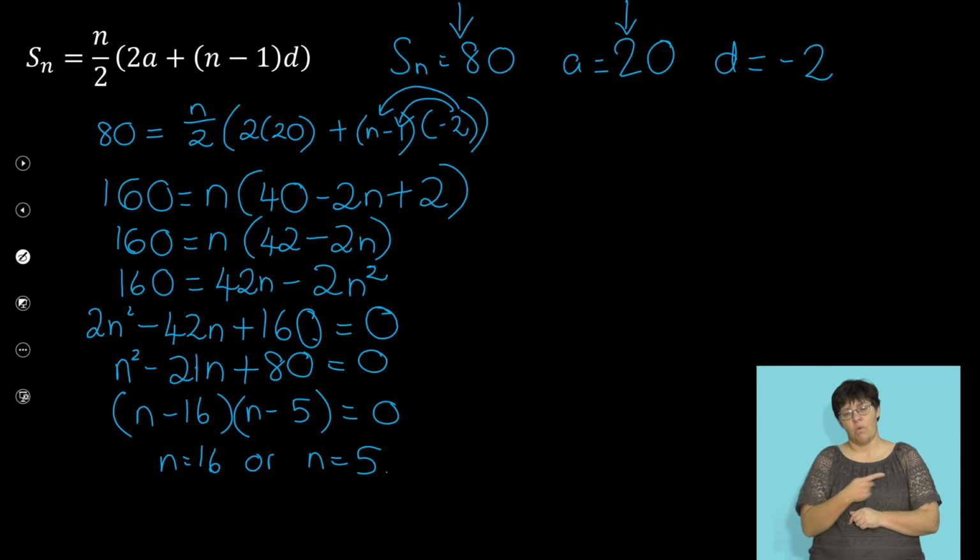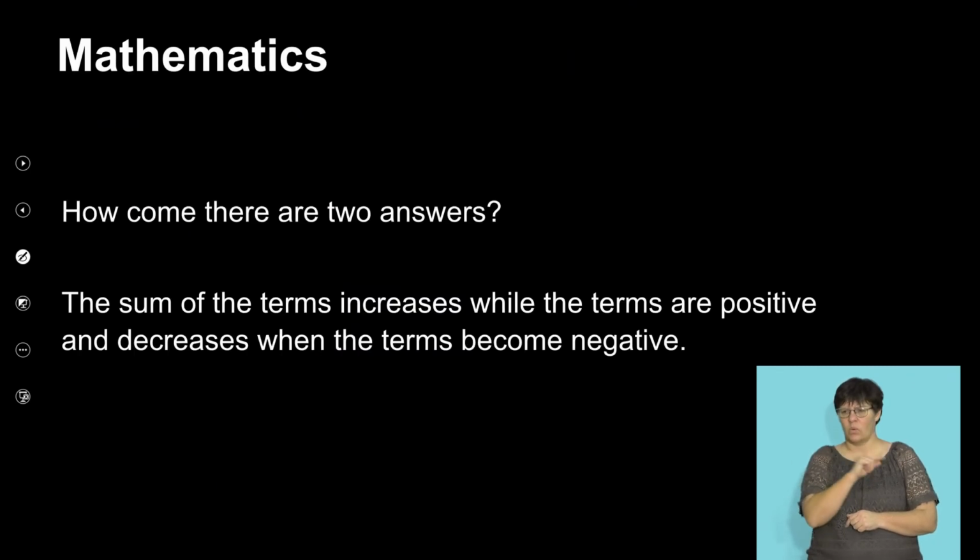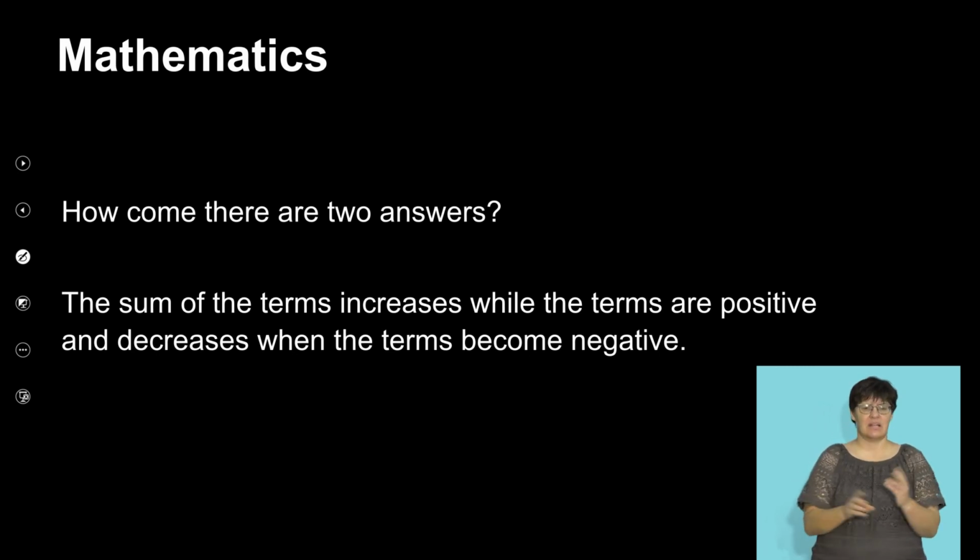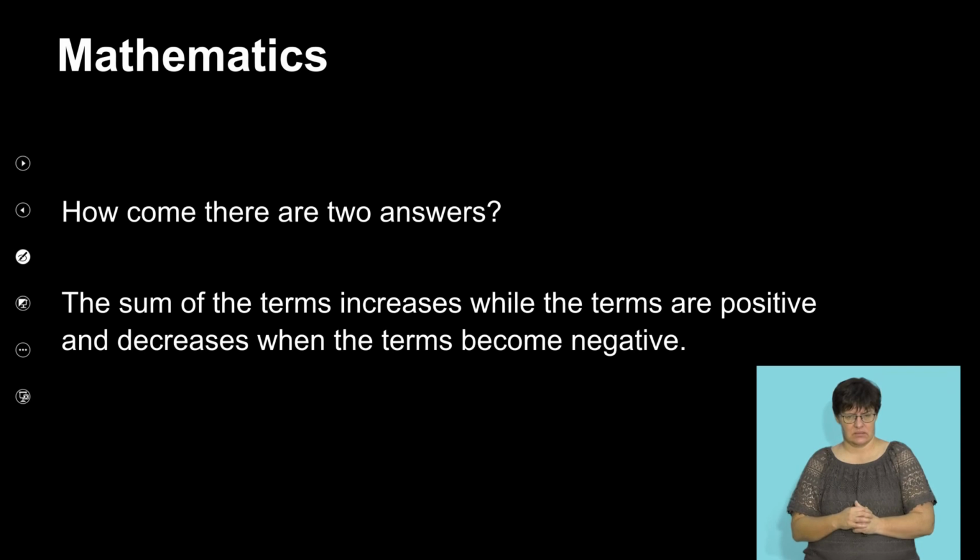Now guys, I'm sure that everyone's wondering, why are there two answers for n? How come there are two different numbers of terms that I can add together to get 80? The reason for this is that the sum of the terms increases when the terms are positive, and the terms decrease when the terms become negative. So that's the reason why I have two n values. Let's look at the next example.